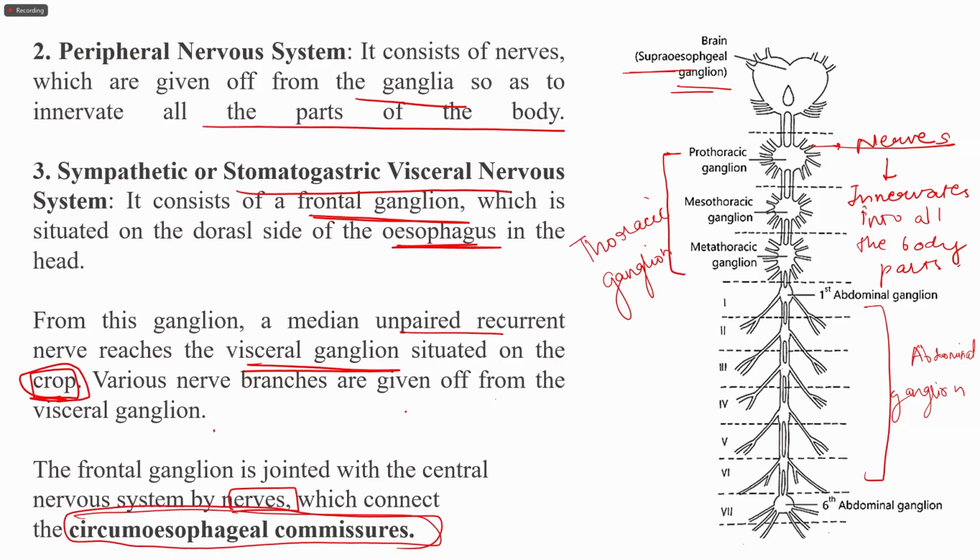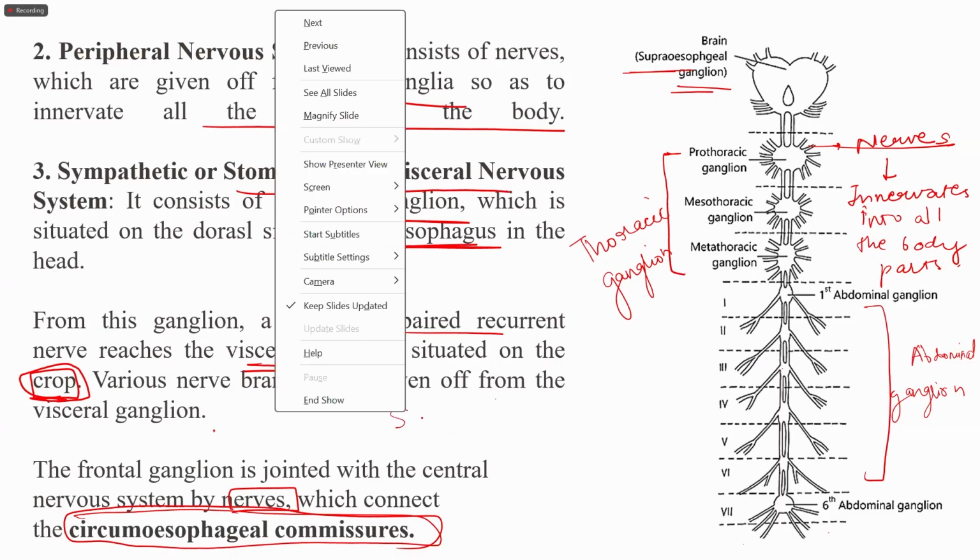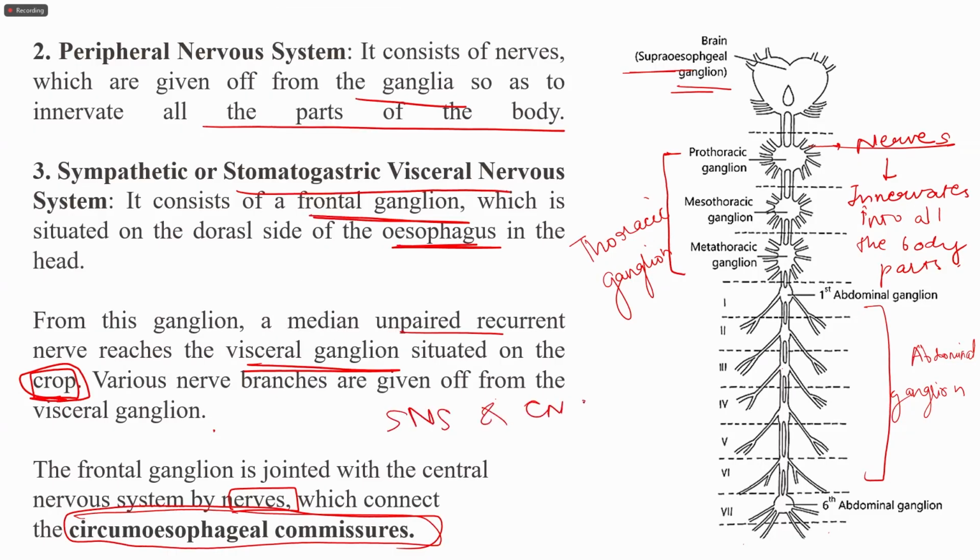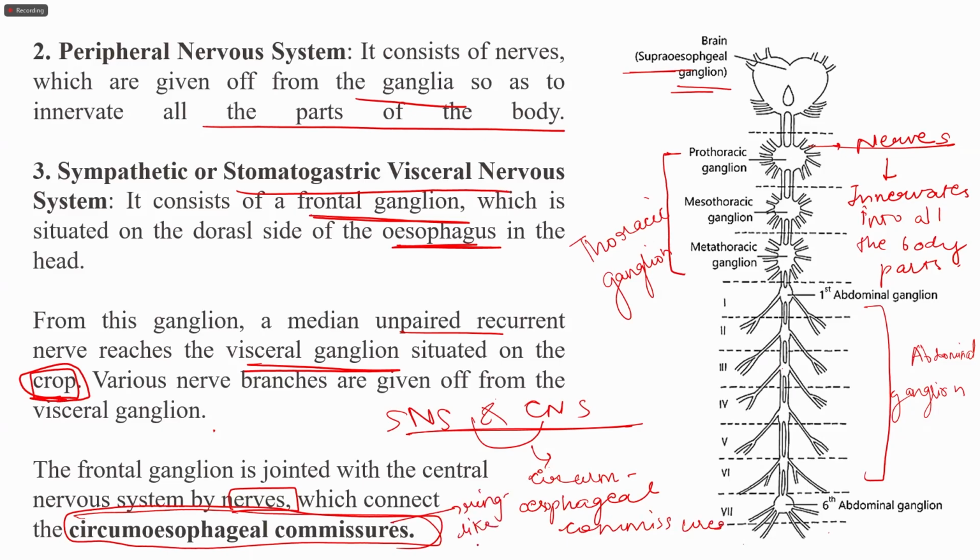So there is a connection between the sympathetic nervous system and central nervous system through circumoesophageal commissures. Commissures are ring-like structures that help in connecting the two structures. Right? So there are 3 thoracic ganglia and 6 abdominal ganglia. The 3 thoracic ganglia can be subdivided into 3 types: prothoracic, mesothoracic, metathoracic, depending upon the region in which they are present.